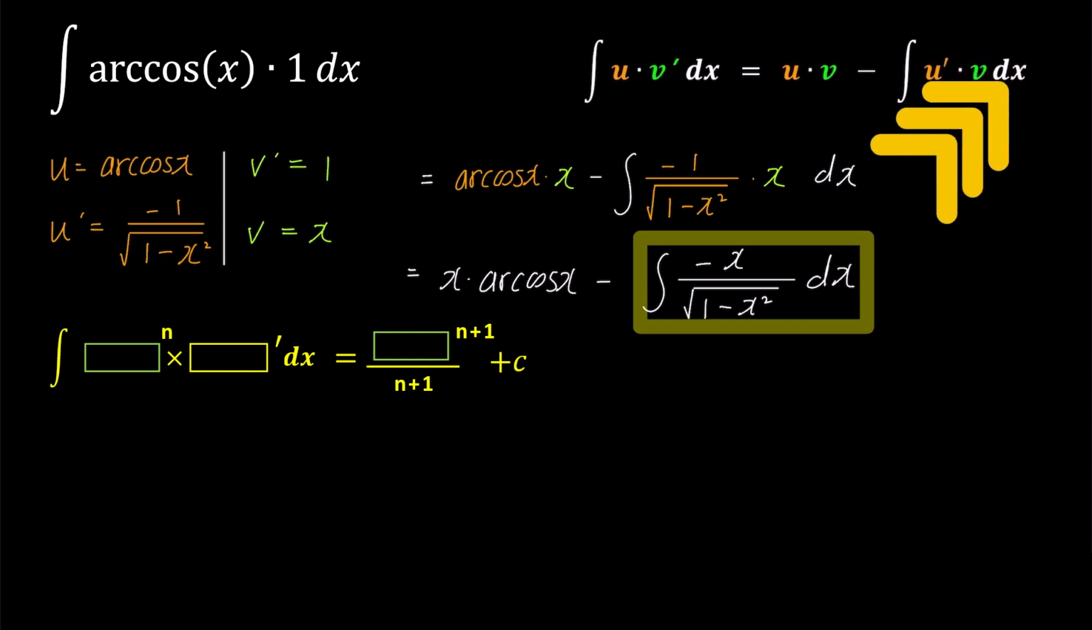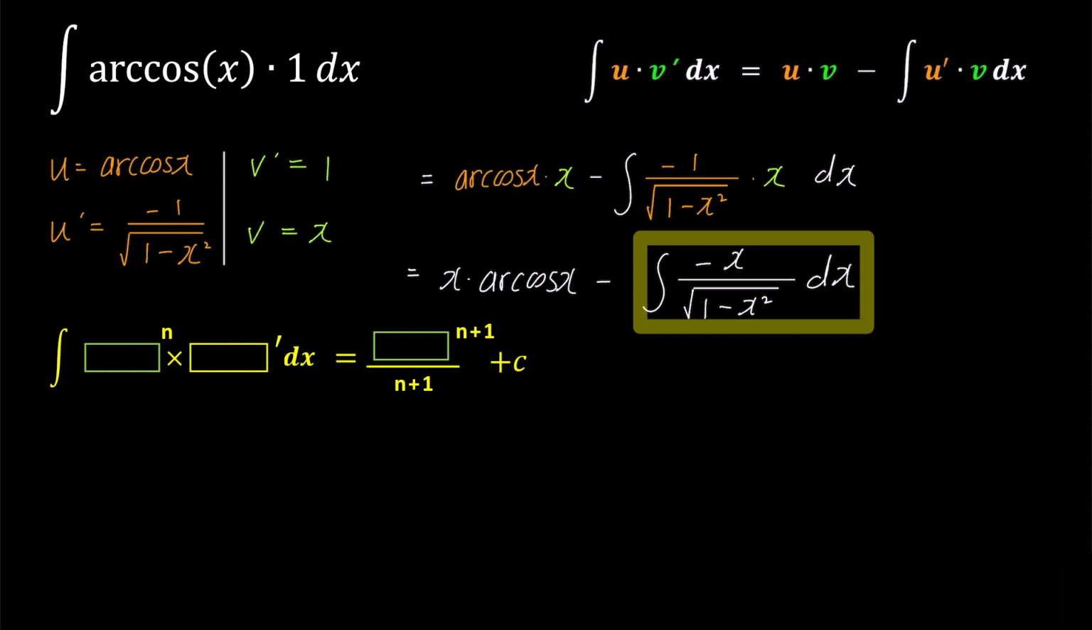The formula shown here is a fast integrating method without using u substitution. We simply need to decide which term to put in the green box and which term to put in the box prime, which is the derivative of the green box. With this method, we can quickly find the answer without much hassle.